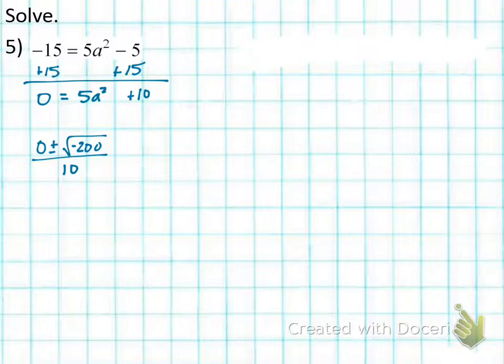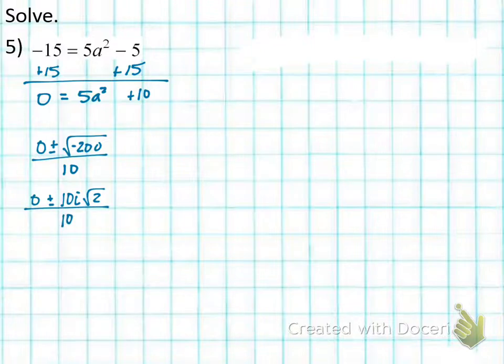Okay, square root of 200 is like saying 100 times 2. Square root of 100 is 10. So this is, and the square root of a negative sign is I, so it's going to be 10I rad 2. That's how we simplify that section. And then we got plus or minus the 0. And then we got this 10 here.